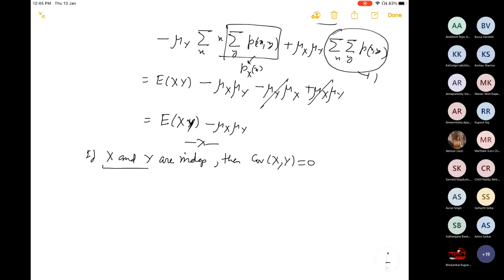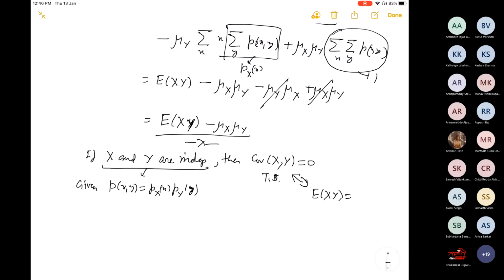So what is the meaning of independence? Let us take the discrete case. The joint is a product of their marginal probability mass functions, that is given. We have to show that covariance is 0. Covariance of XY is nothing but the expected value of XY minus mu x mu y, so we have to show that the expected value of XY is mu x mu y, the expected value of X times the expected value of Y. That is the same thing.